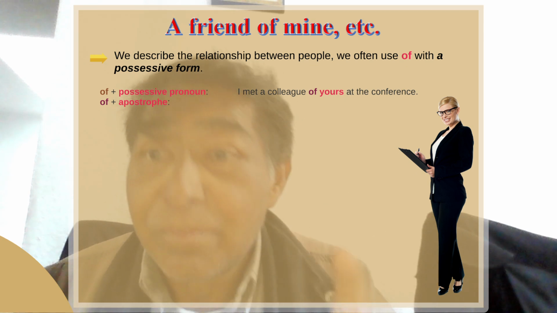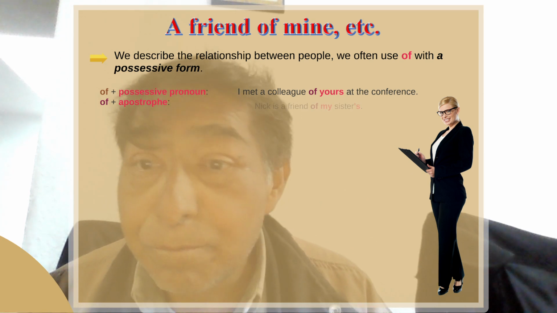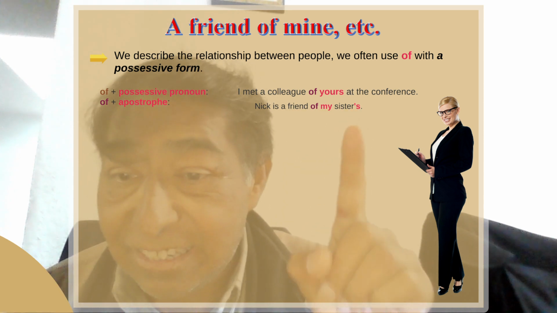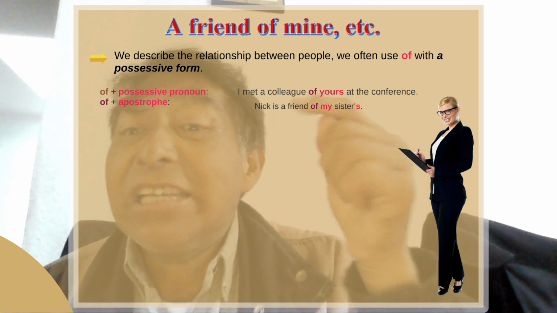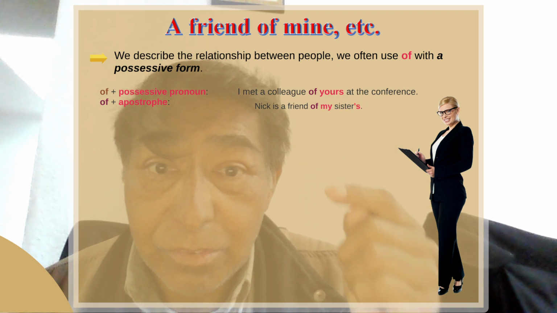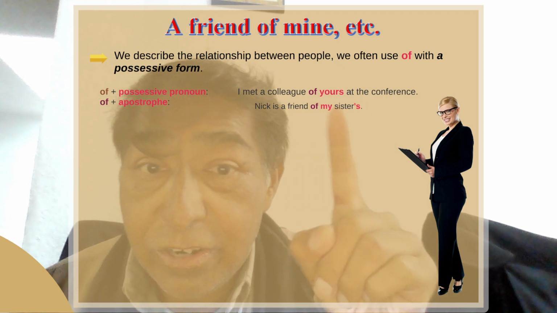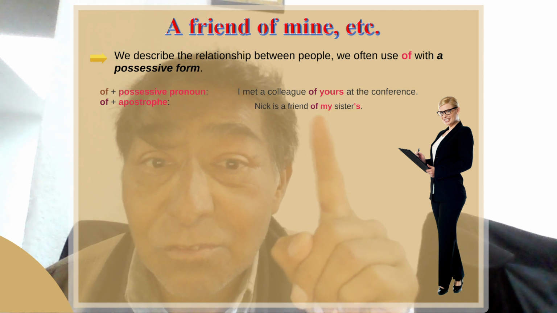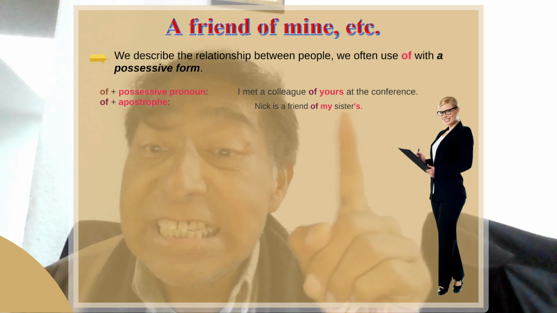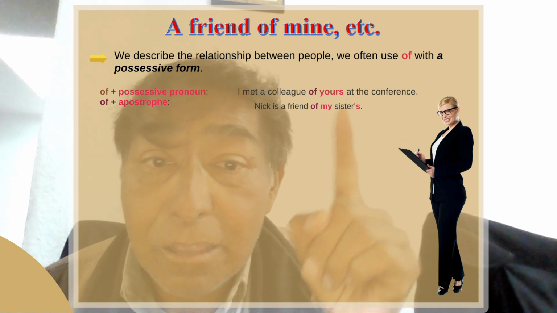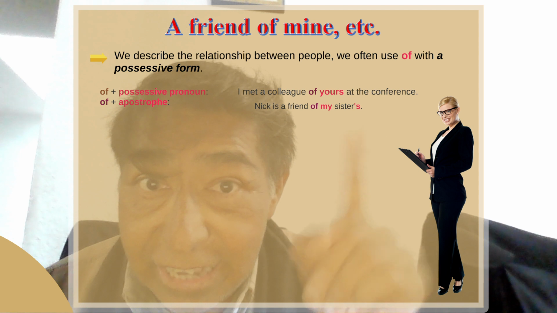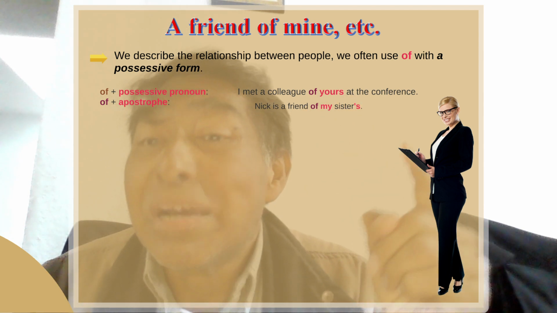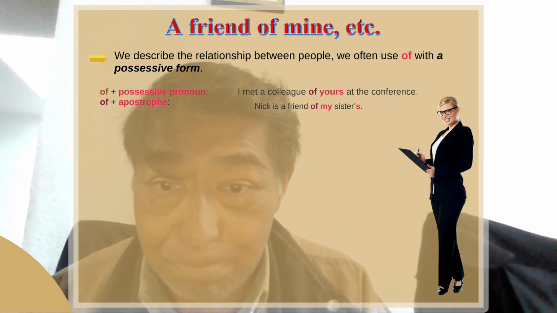So now, of plus an apostrophe. Nick is a friend of my sister's. Whose friend? My sister's. Okay, so Nick is a friend of my sister's. Notice that I am using the possessive adjective, my, and then sister's with an apostrophe s, indicating whose friend? My sister's friend.